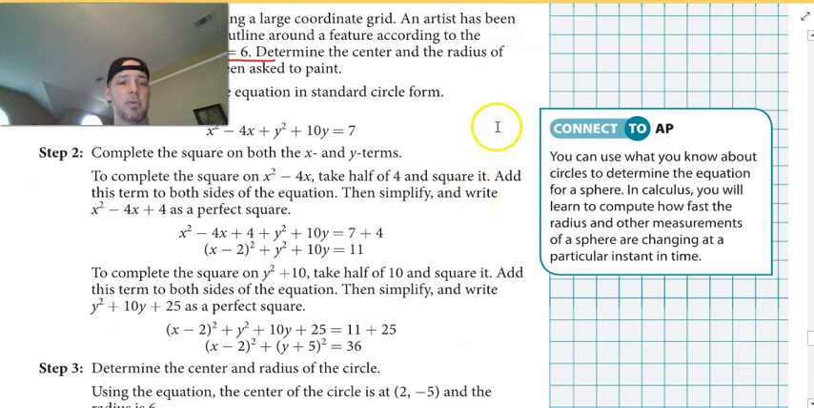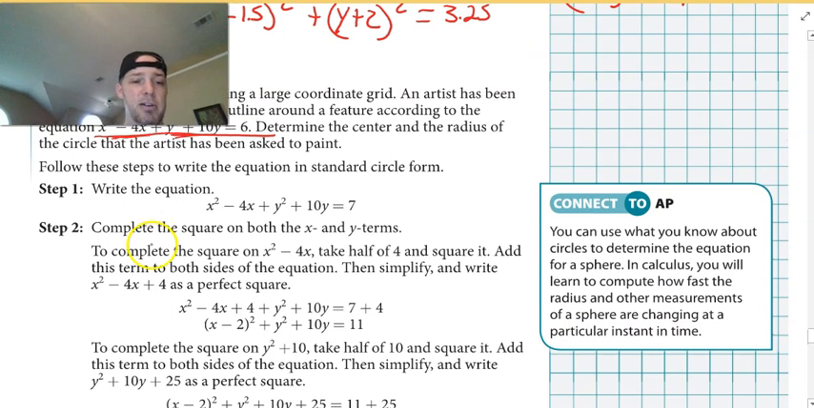After that, it says complete the square on both the x and y terms. So notice here, I have a b term for the x's. I have to take half of that and square it. And I have a b term for the y values. I would have to take half of that and square it as well. So in the example, that is what they do.